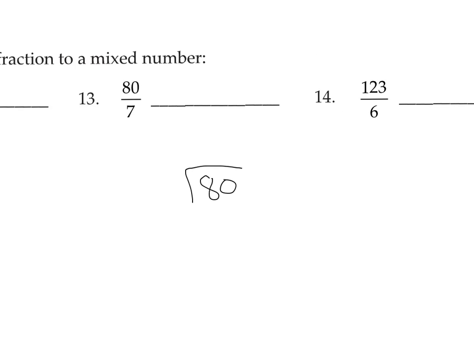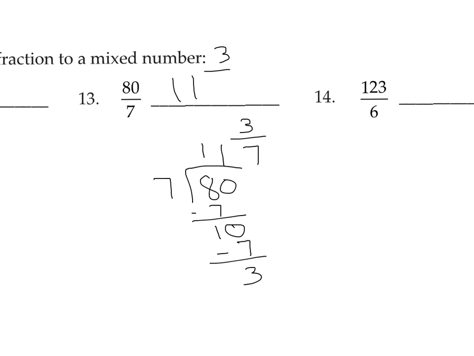80 divided by 7. 7 goes into 8 one time. Subtract, bring down. 7 goes into 10 one time. Multiply, subtract. The leftovers become the numerator. The divisor is the same. So 11 and 3/7.